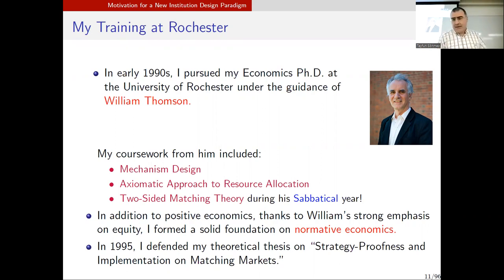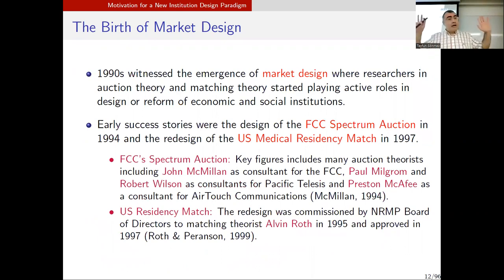In 1995, I defended a theoretical thesis on strategy-proofness and implementation on matching markets, really putting all these ideas together at that point. Now, as I graduated, the 1990s witnessed the emergence of a field now called market design, where researchers in auction theory and matching theory started playing active roles in the design or reform of economic and social institutions. The early successes were the design of the FCC spectrum auction in 1994 and the redesign of the US medical residency match in 1997.